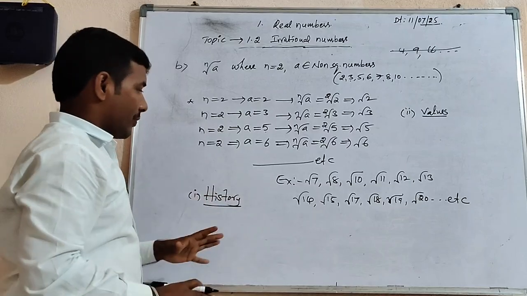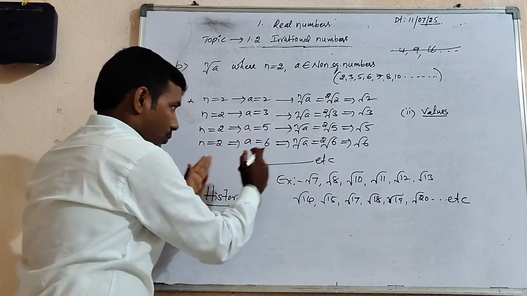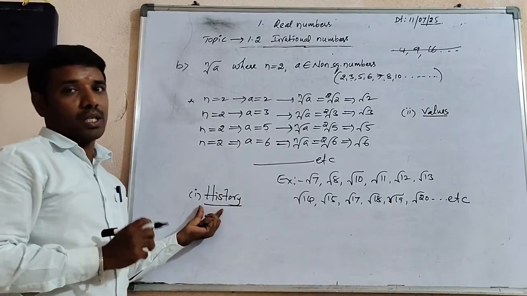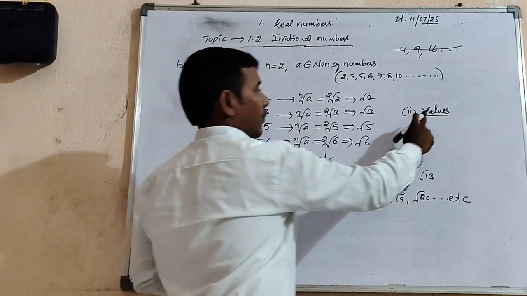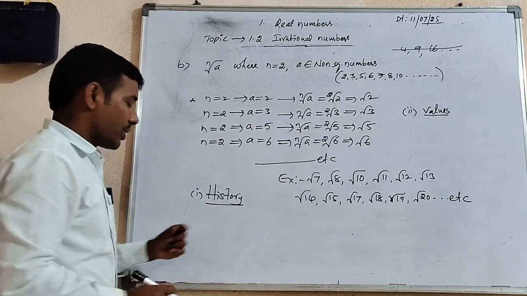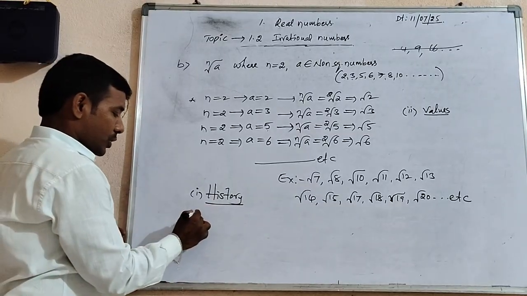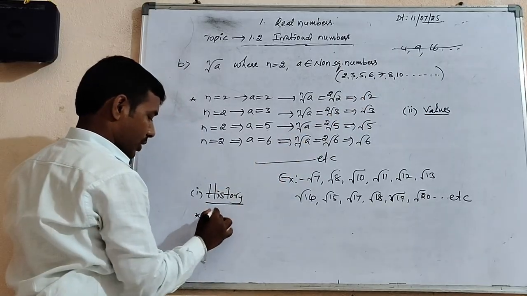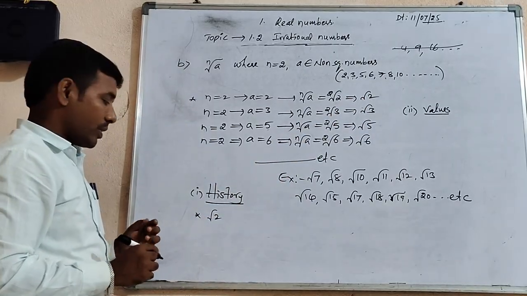Next topic, we want to discuss two concepts. One is history. One more is values of the particular figures. Let us go with history. In the first point I want to discuss root 2. Only root 2.